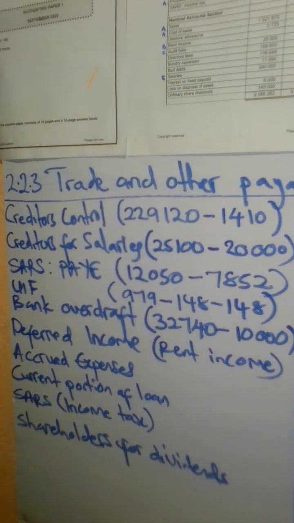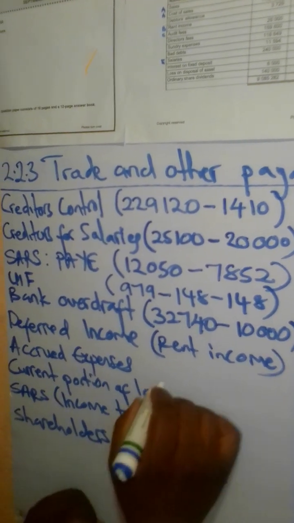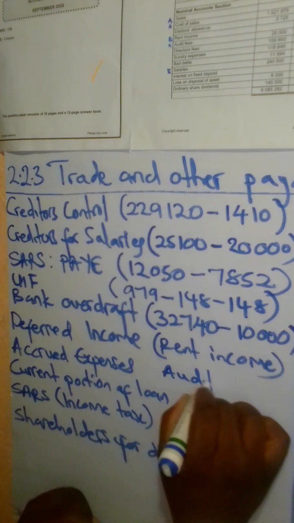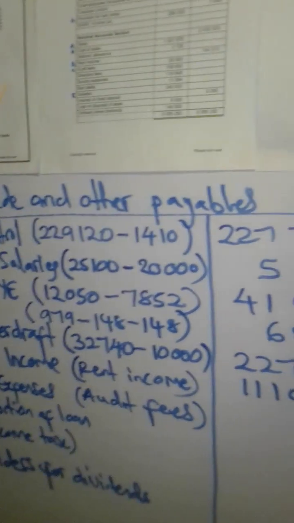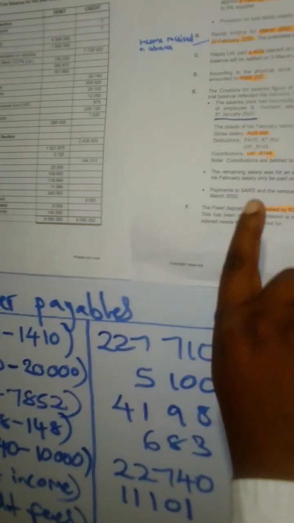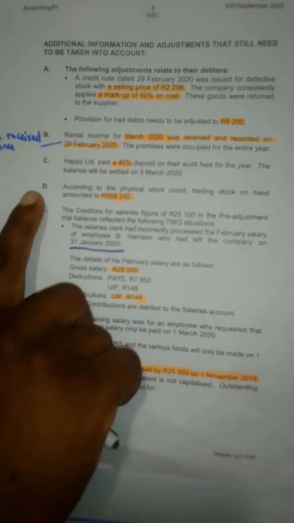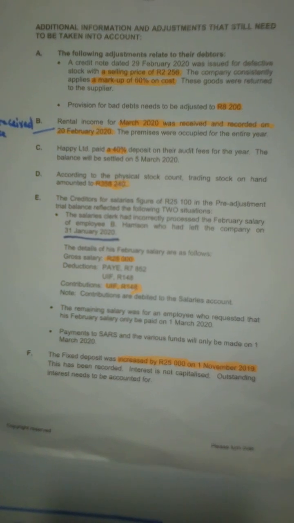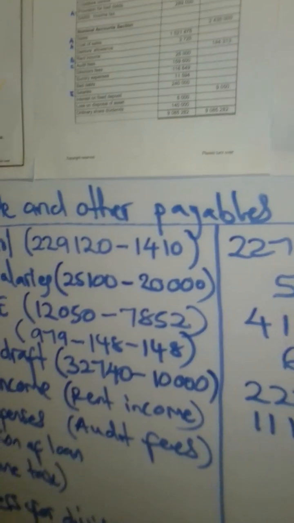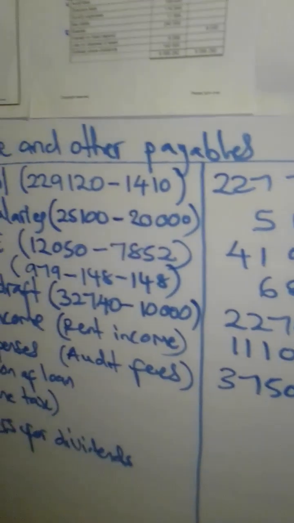Okay, we also had accrued expenses, and our accrued expenses, we find them on audit fees. Let's look at the audit fees. It was adjustment number C. Remember the 60%, which was accrued? When we calculated the 60%, you go back again to that adjustment. The amount was 37,500.